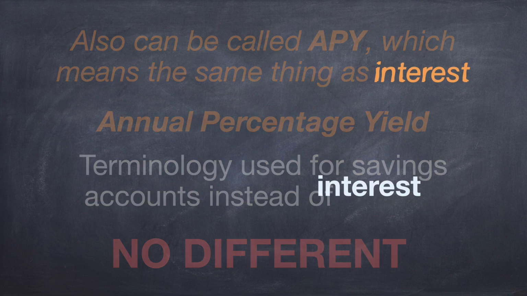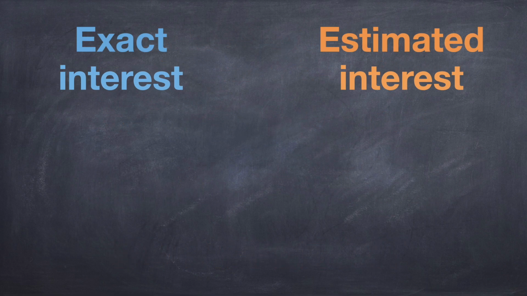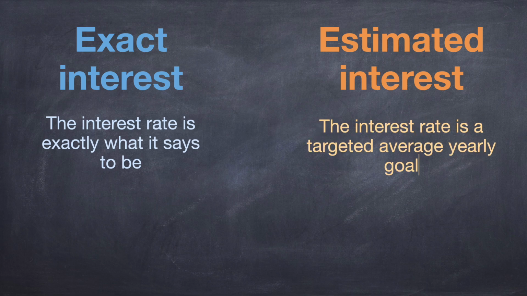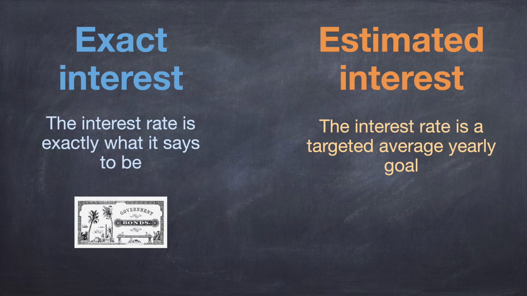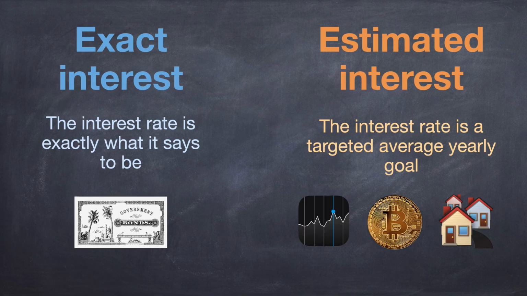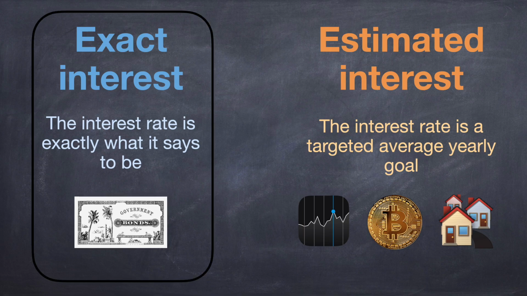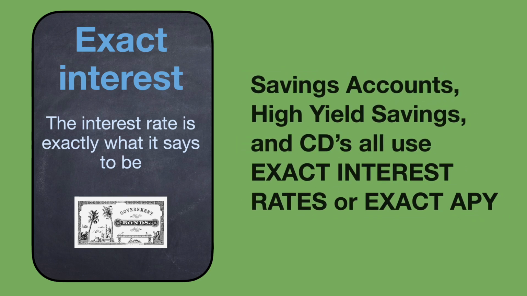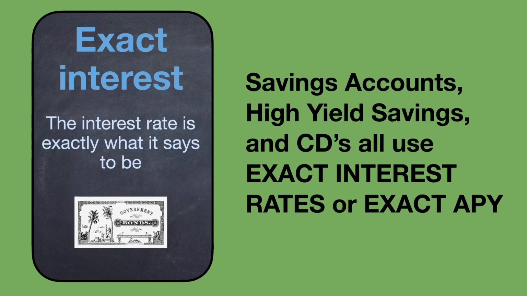So let's dive into exact interest and estimated interest. Exact interest is just going to be the interest rate is exactly what it says to be. Estimated interest is going to be the interest rate is a targeted average yearly goal. And so exact interest is stuff like government bonds, and estimated interest is stuff like stock accounts, crypto accounts, or real estate. But in this video, we're going to be focused on exact interest because savings accounts, high yield savings accounts, and CDs all use exact interest rates or exact APY.